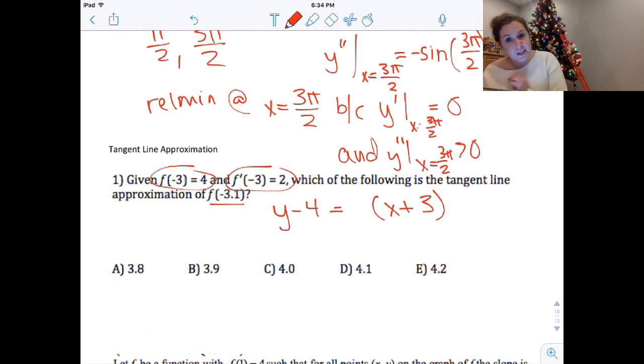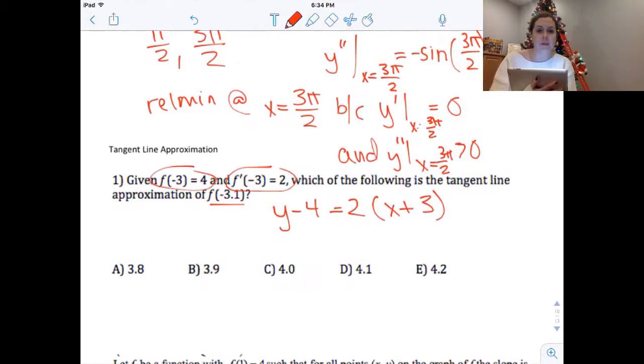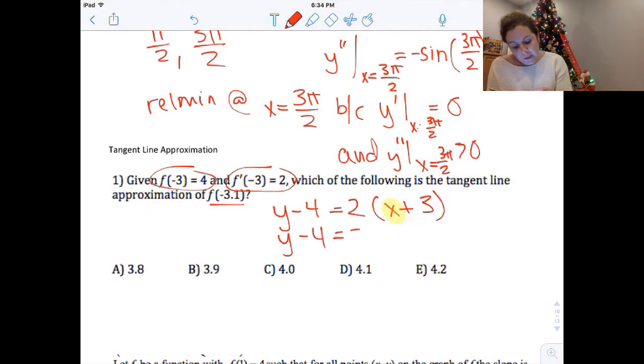To get the tangent line approximation, you're just going to plug in for x. So plugging in there, I would have y minus 4 equals 2 times negative 0.1. I almost think it's easier sometimes to think about these as fractions. Just make sure you can deal with them. So y equals negative 0.2 plus 4, and so that is 3.8.